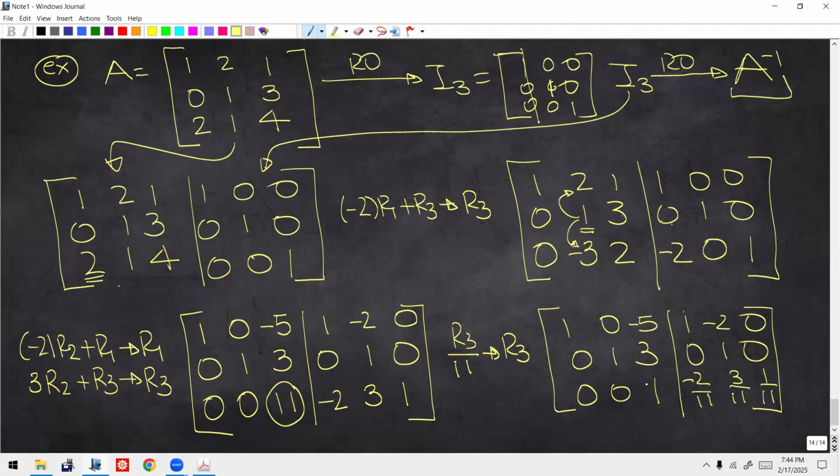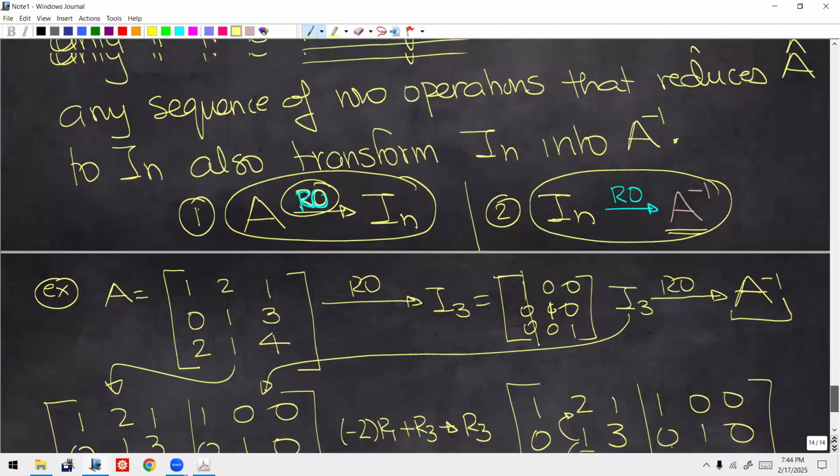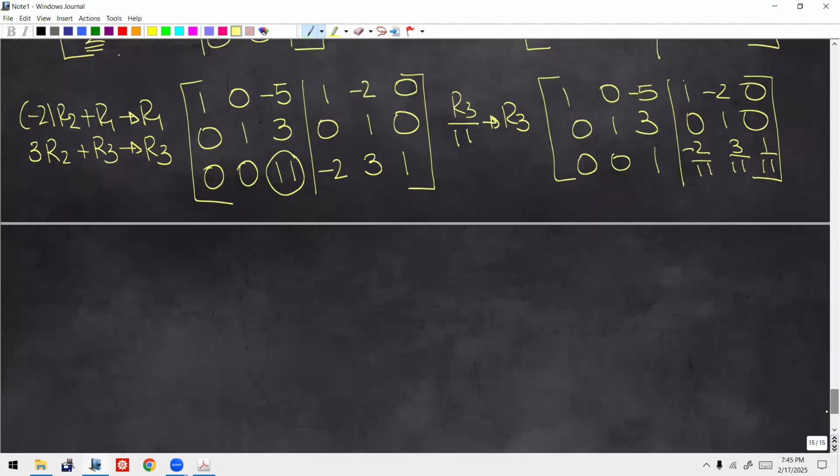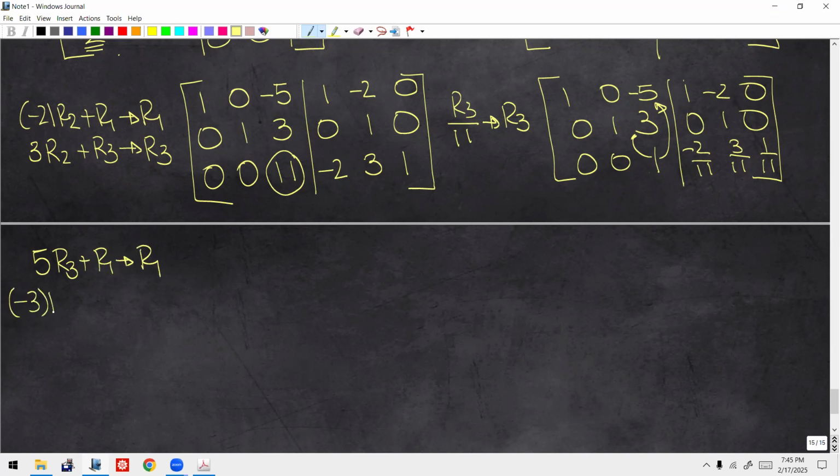Now we're just going to use that 1 to make everything in that column 0, and then whatever is left is going to be an inverse. I'm going to multiply this by 5 and add it to this, and -3 and add it to that. So you get 5 times R3 plus R1 gives us a new R1. -3 times R3 plus R2 gives us a new R2.